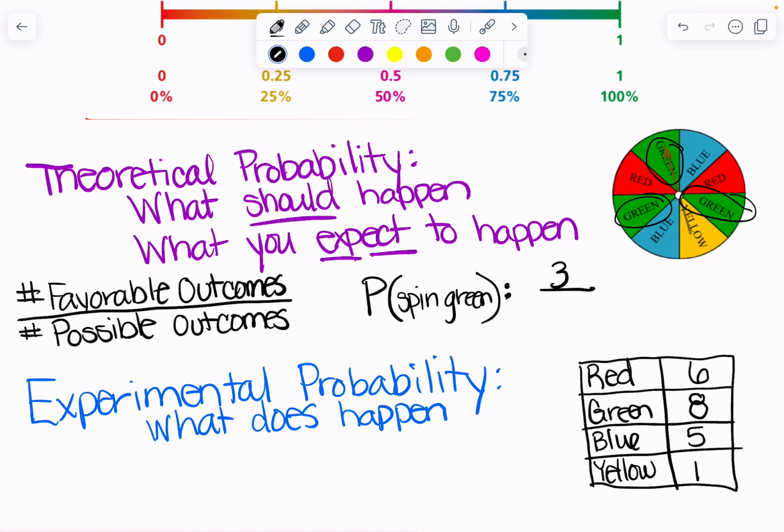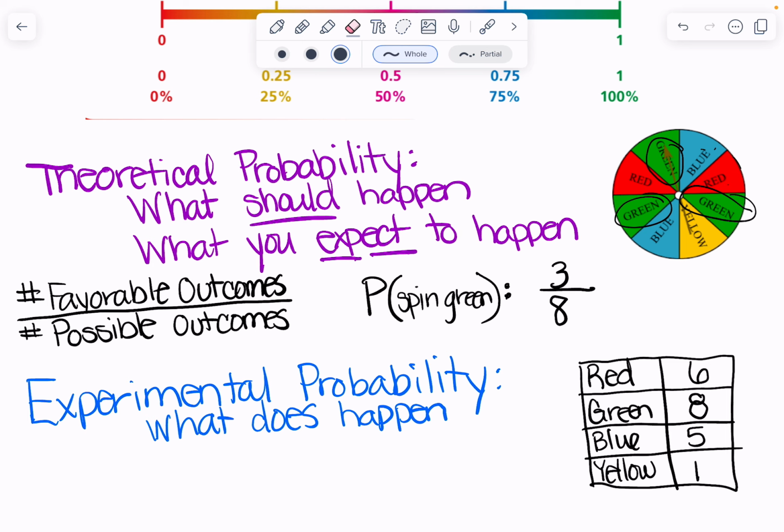And then I'm going to look at the number of possible outcomes. Here, I have 8 possible outcomes. There's 8 equal sections on this spinner. So the theoretical probability of me spinning green would be 3/8. Another way to think of that would be if I were to spin that spinner 8 times, what should happen is I should land on green 3 of those times.